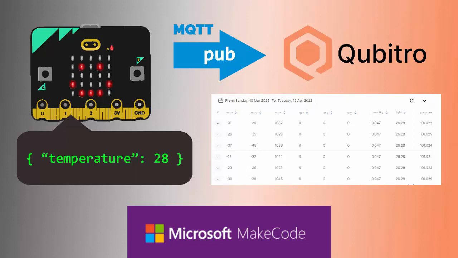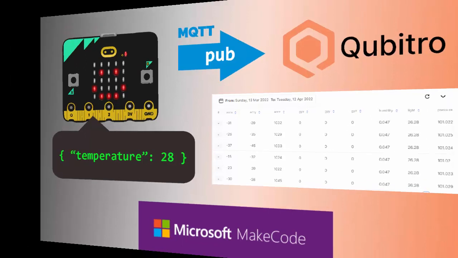First, I will read micro:bit's built-in temperature sensor, then make it as a JavaScript Object Notation or JSON string. Next, I'm gonna connect my micro:bit to the internet through WiFi, then publish the data to Qubitro MQTT broker. And finally, we will create charts for data visualization on Qubitro portal. So without any further ado, let's get started.